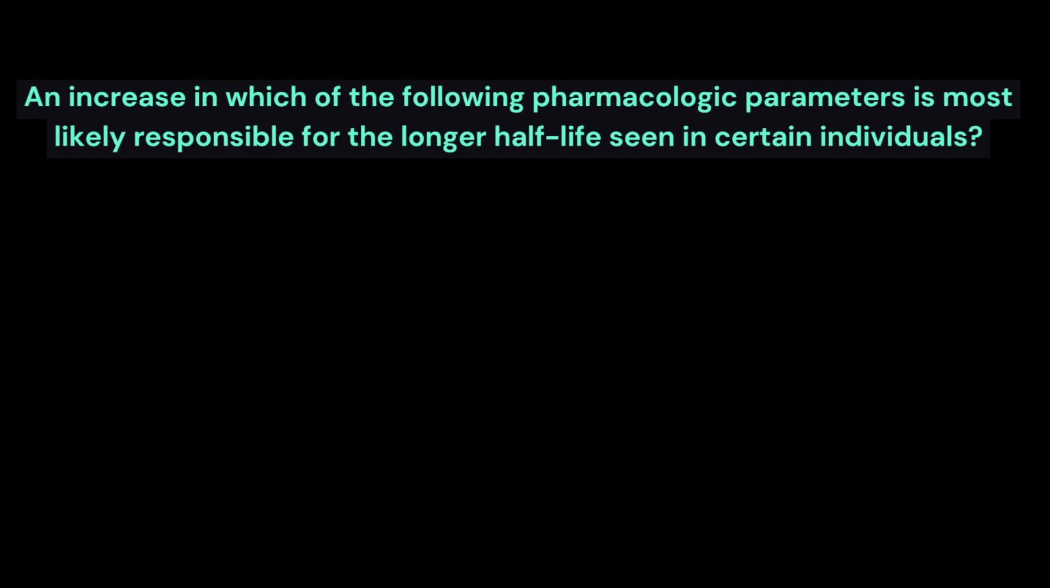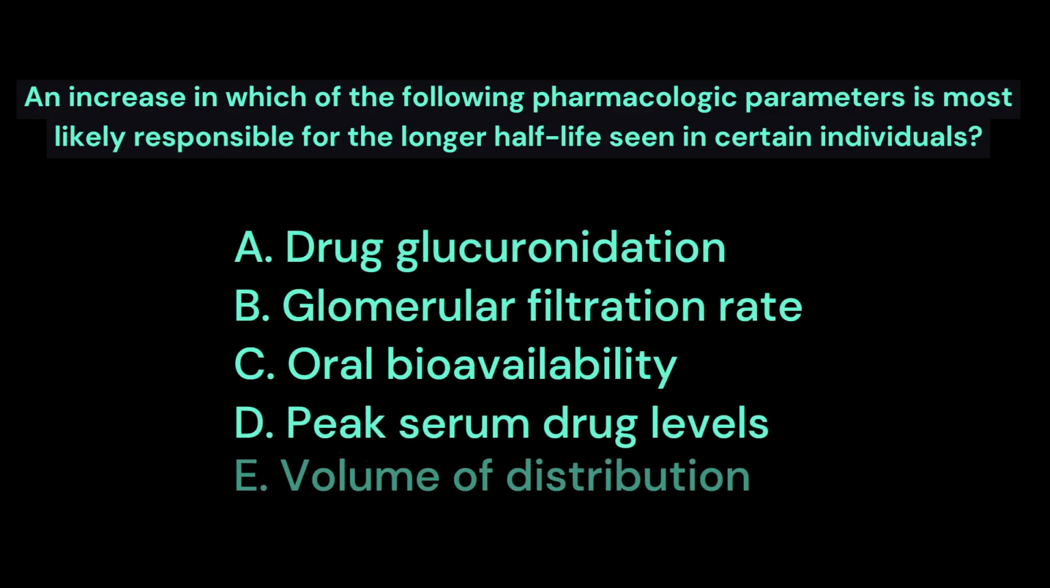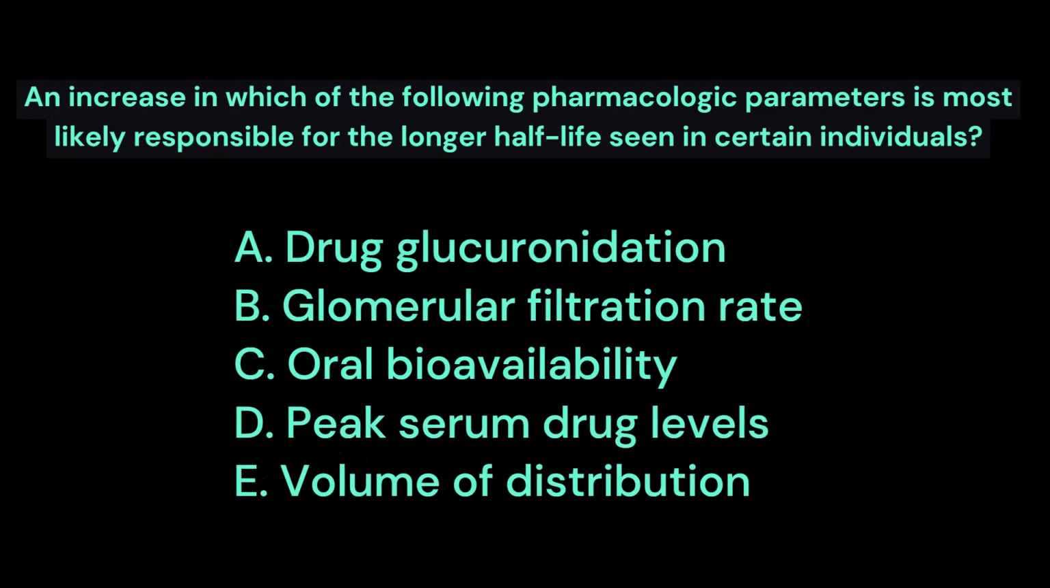seen in certain individuals? Your options are: A. Drug glucuronidation. B. Glomerular filtration rate. C. Oral bioavailability. D. Peak serum drug levels. E. Volume of distribution. You have 15 seconds to type your answer in the comment box.